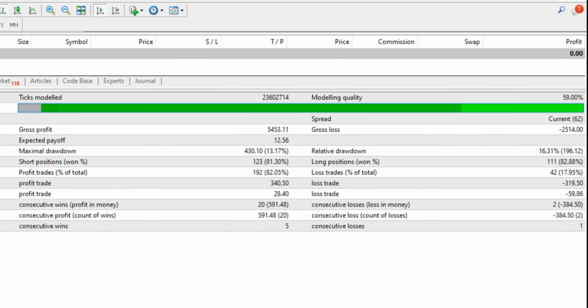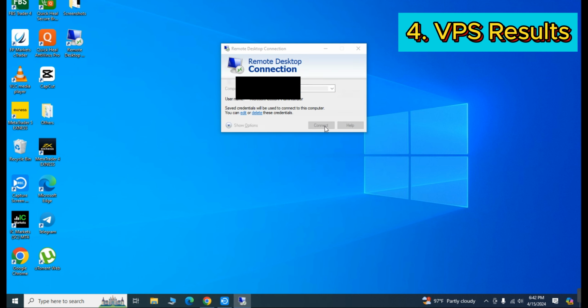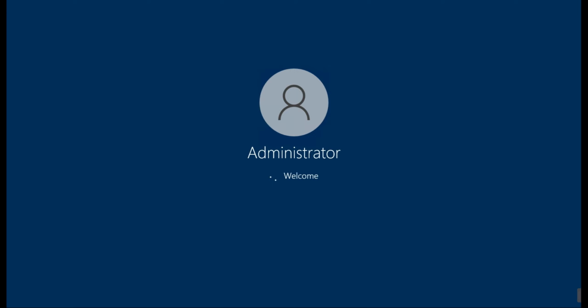Its average profitable trade was $28.40, while the largest profitable trade was $340.50. Likewise, the average losing trade was $59.86, while the largest losing trade was $319.50. Over the course of 3 months and 3 days, I tested this EA on a raw spread account. Now let's examine the results.